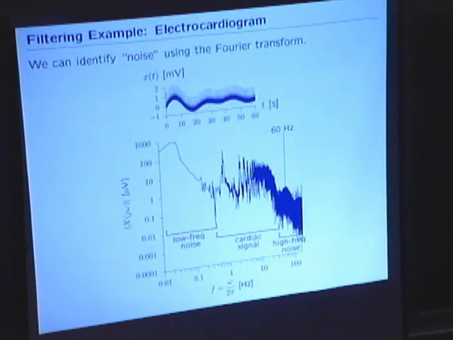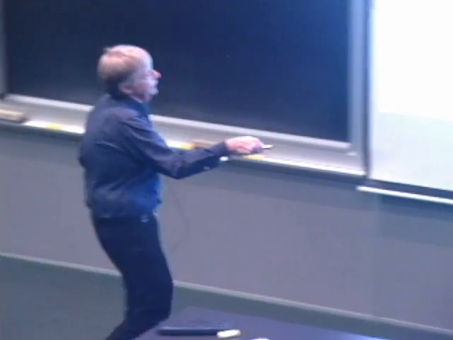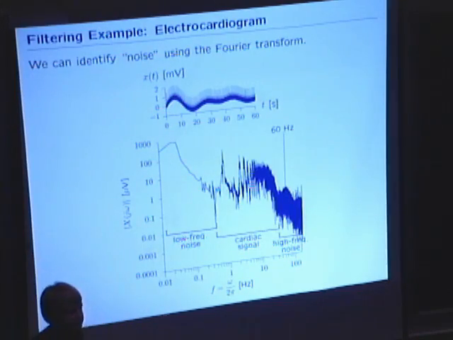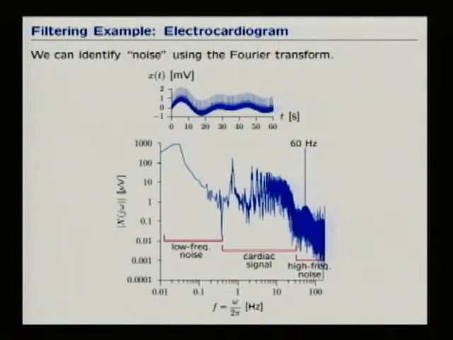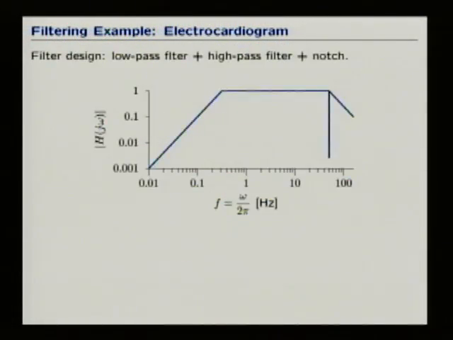EKG this is. So what we'd like to do then is generate a filter that takes out the stuff that isn't EKG. So we'd like to eliminate this low frequency stuff, and we'd like to eliminate this high frequency stuff, right? So what we do is we design a filter.